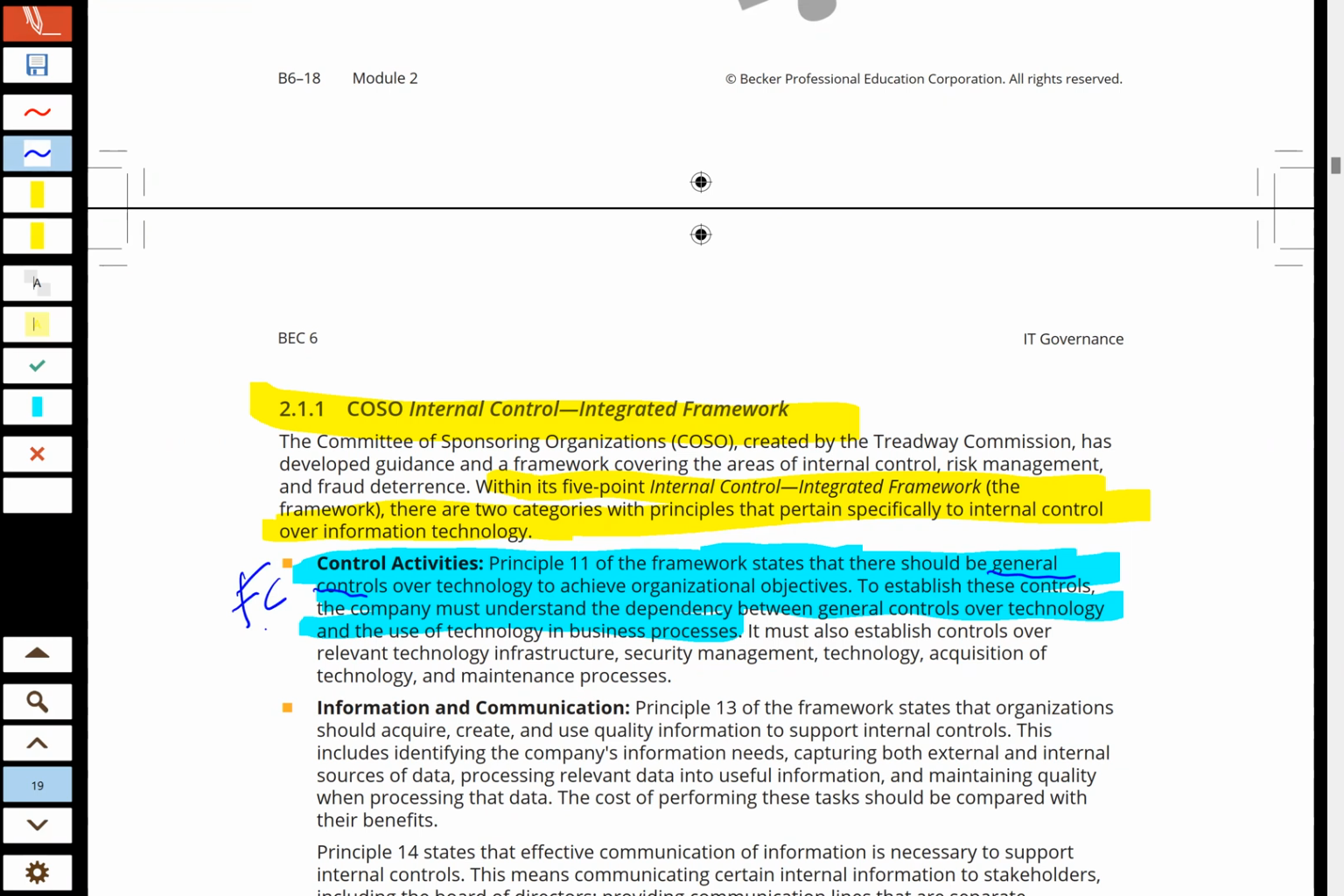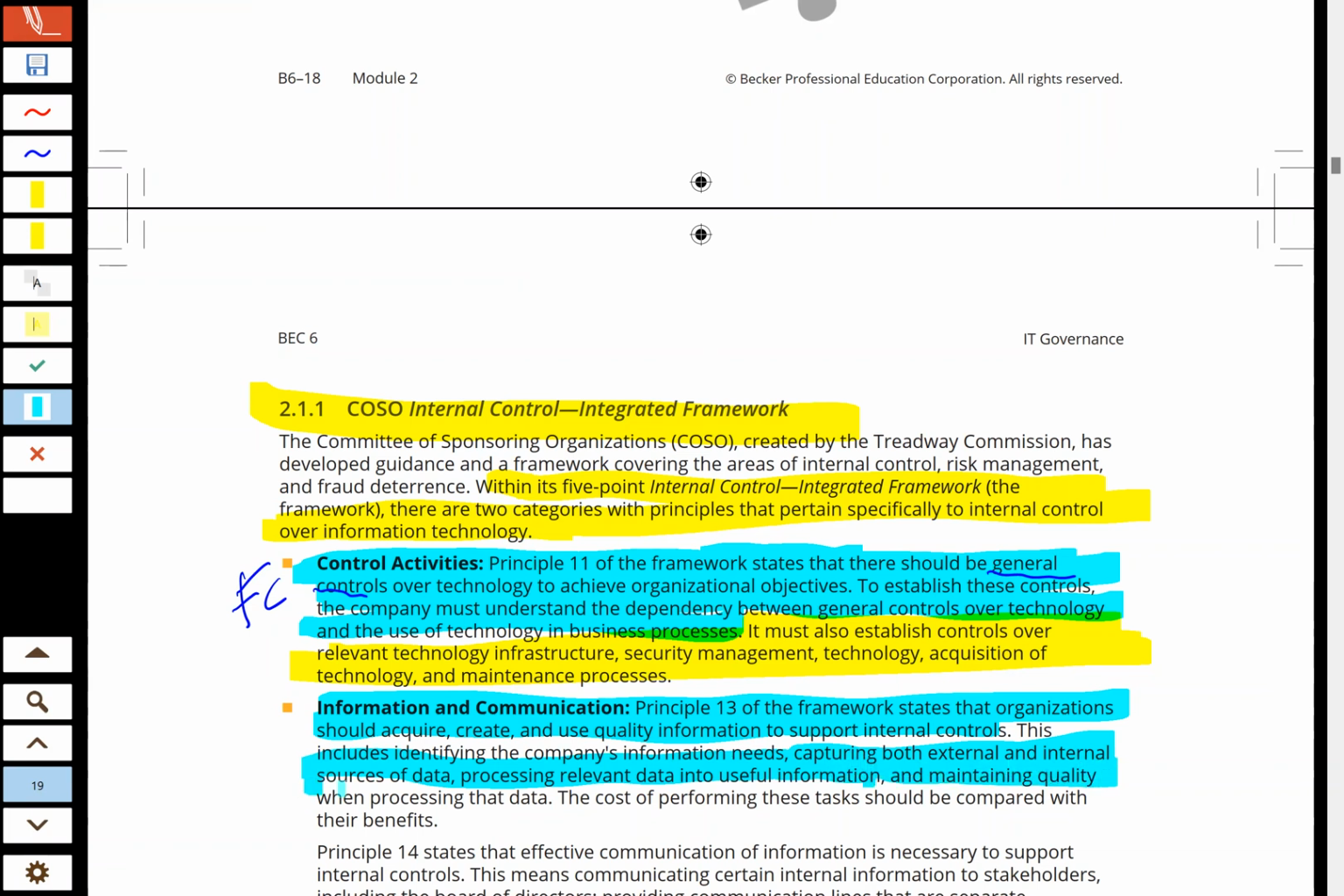And you can see, guys, by some of the things that I listed, and I don't know that you need to put these on a flashcard, but we have things like infrastructure, security management, all of our disaster recovery, and our acquisition of software that we may be using. Then for our information and communication component, principle 13, the framework states that organizations should acquire, create, and use quality information to support internal control. That means capturing both external and internal sources of data and turning them into useful information, and maintaining the quality of that data.